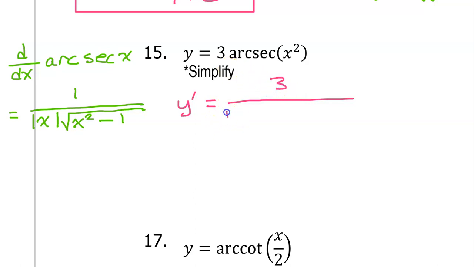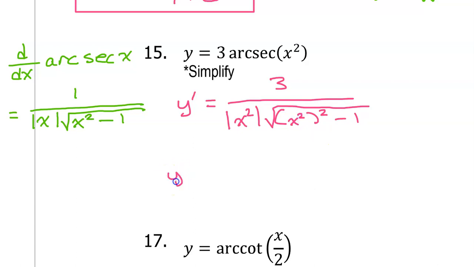And I'm going to have my absolute value and my square root and something is squared minus 1. I'm leaving these empty for a second because we don't have just a plain x. We have x squared. So that's why I'm going to put x squared everywhere there was an x in the rule. So x squared here and x squared right here.